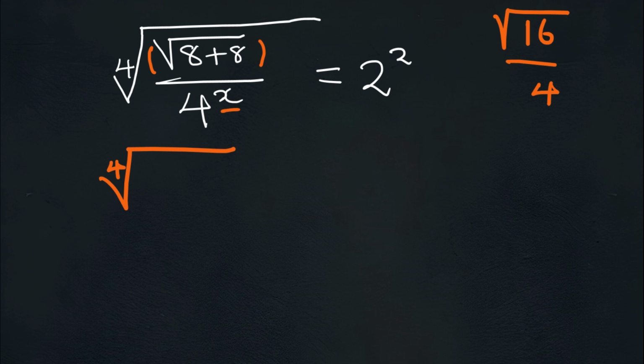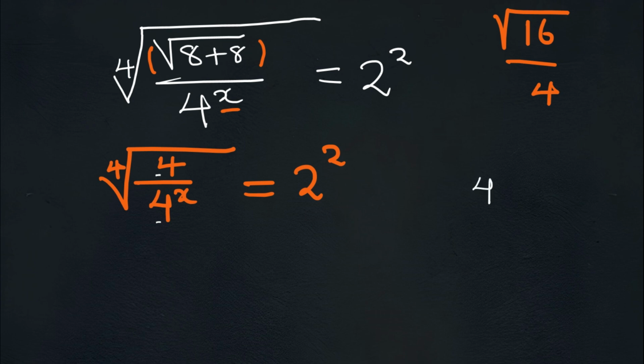the fourth root of 4 divided by 4 to the power of x is equal to 2 to the power of 2. And then you'll notice that we have got the base of 4 at our numerator and also the base of 4 in our denominator. And you know, by the exponent rule, when we are dividing expressions of the same base, we subtract their exponents.